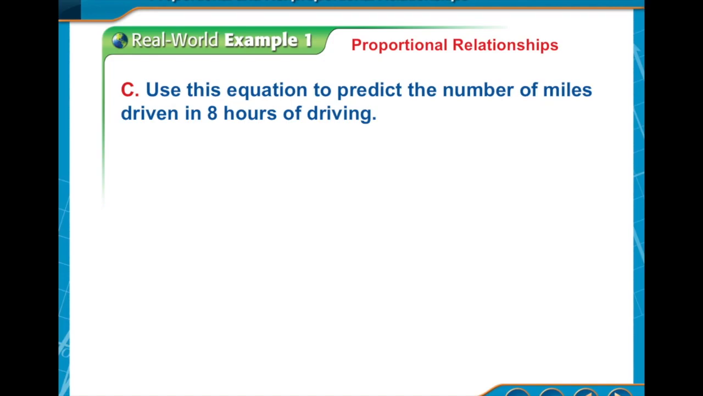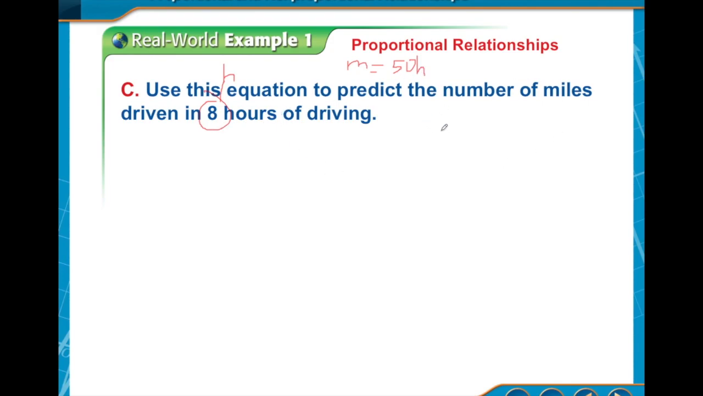Now, 1C. We're going to use what we found to find some predictions, so we can know about what might happen in a hypothetical scenario. Using this equation, we can predict the number of miles driven in 8 hours of driving. So 8 is our number of hours. That's our h in our equation. We know our equation given is miles equals 50h.